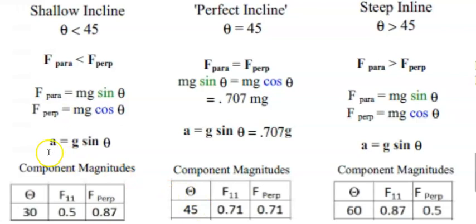For 30 degrees and 60 degrees, these complements actually have values of 0.5 and 0.87 respectively. When you have a low angle, the parallel vector is sine of 30, which gives you 0.5, and when it is a 60 degree angle, you have the sine of 60, which gives you 0.87. So the values swap, just like they would in a regular trig table.